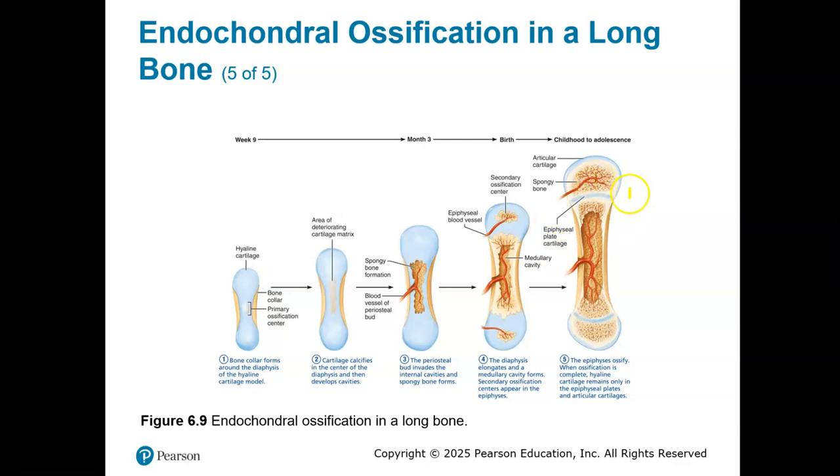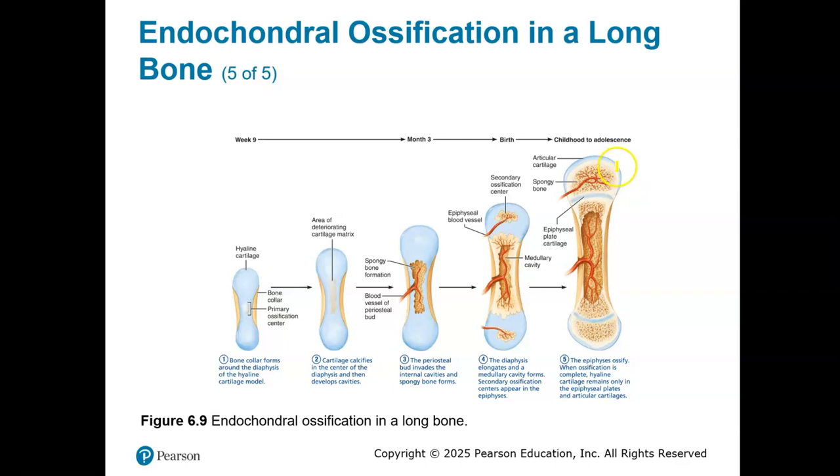And then you're going to see the epiphyseal plate is the cartilage that remains between the epiphysis and the diaphysis, and that's where growth is going to continue as the baby grows longer and wider. This epiphyseal plate, this cartilage that forms the epiphyseal plate, will remain until adulthood.